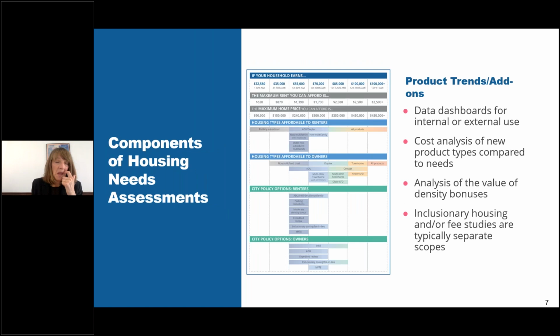So, speaking of add-ons, there are two things I also wanted to talk about. One is an analysis of different product types and what those might return for your community in terms of affordability. This graphic here, and I know it's a little hard to see, but we'll send out the presentation so you can see it a little closer. We did a study for Tacoma, Washington about 1.5 years ago. They had done a housing needs assessment.